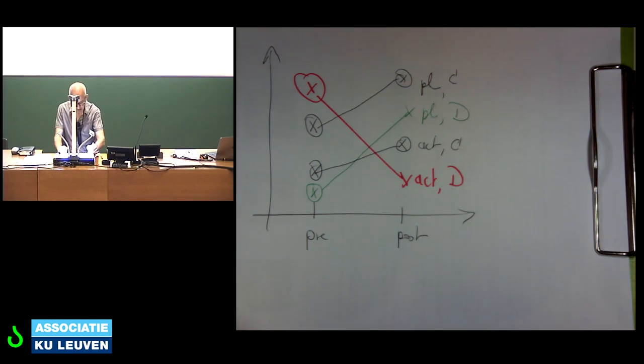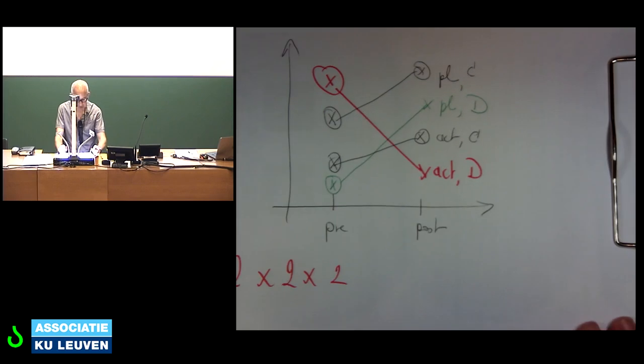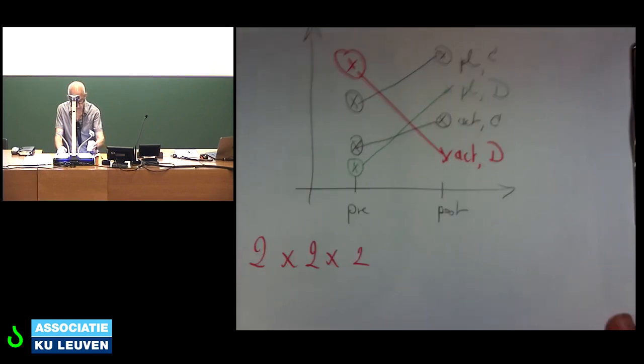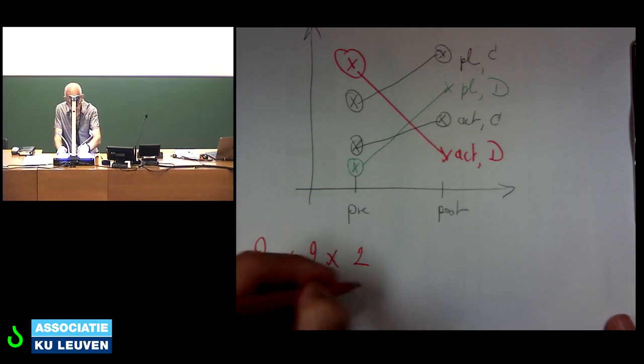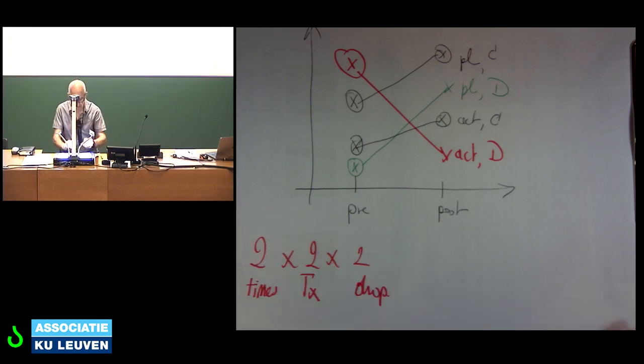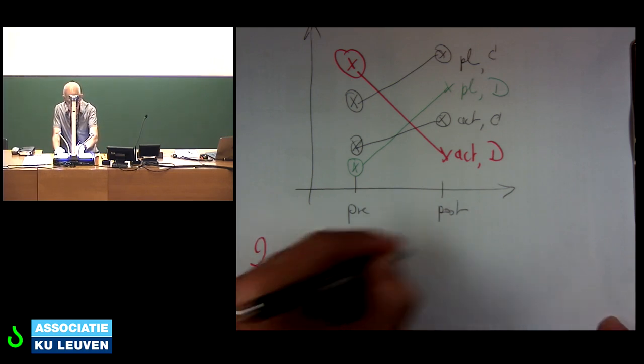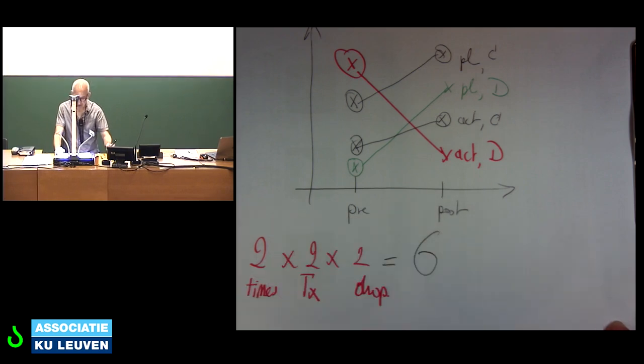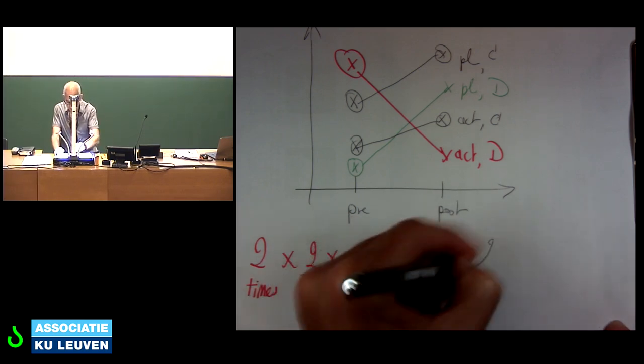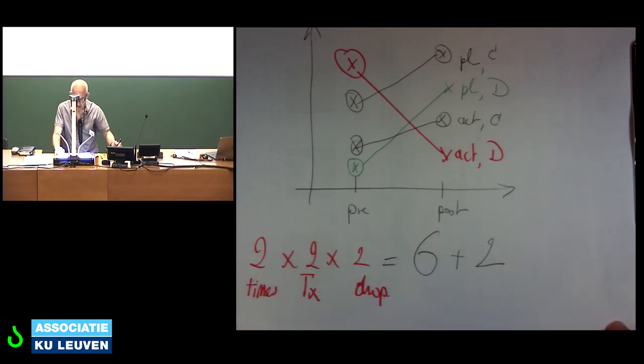So I have a 2 by 2 by 2 design. Why 2 by 2 by 2? Well, I have 2 times, 2 treatments, and I have 2 dropout groups, dropouts and completers. So 2 by 2 by 2, that's equal to, as many of us would say, 8. But I'm writing 6, and it's correct again this way. Why do I write 6 plus 2 rather than 8?